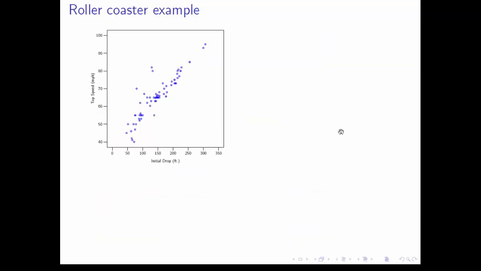Here's maybe a better example than the shoe size. There's some data from our book that deals with roller coasters. One variable is how tall the initial drop is for different roller coasters around the U.S., and the other is their top speed in miles per hour. You can see there's a positive association, it's linear, and it's pretty strong. There may be a few outliers, but they're not too bad and won't have too much influence.